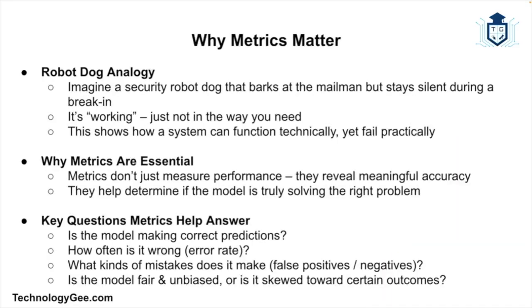All right, so the first thing we need to figure out is exactly why do metrics matter? So imagine you're building a robot dog that's supposed to bark every time someone tries to break into your house. You test it and it barks every time the mailman comes, but not when a burglar actually sneaks in. Technically, the robot is working, but it's doing the wrong thing really well. And this is why performance metrics matter. They help us figure out, is the model making the right predictions? How often is it wrong? What kind of mistakes is it making? And is it balanced or biased? So let's go ahead and break down these tools that you can use to evaluate a model to make sure it's doing what it's supposed to do.